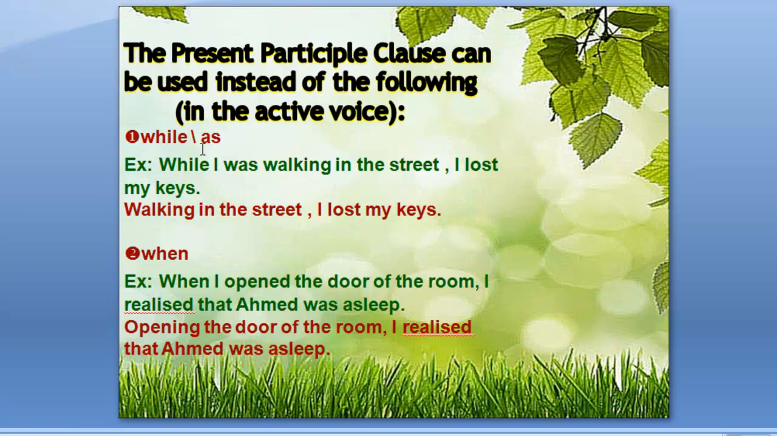It can replace while and as. While I was walking in the street, I lost my keys. Instead of saying while I was walking, it is replaced by walking. Walking in the street, I lost my keys. It can replace when. When I opened the door of the room, I realized that Ahmed was asleep. Instead of saying when I opened, I can say opening. Opening the door of the room, I realized that Ahmed was asleep.